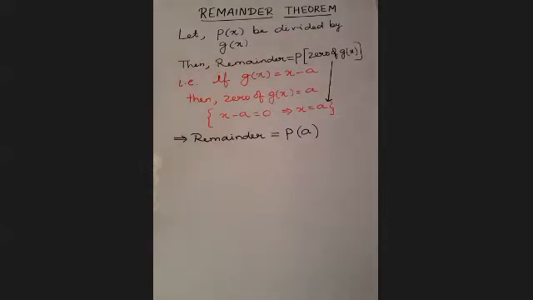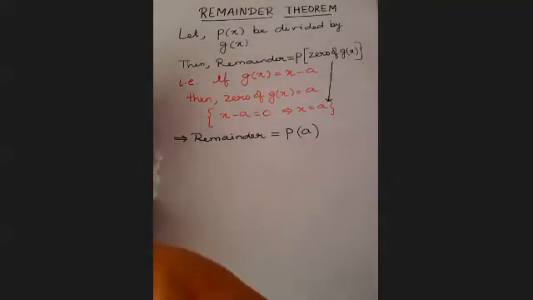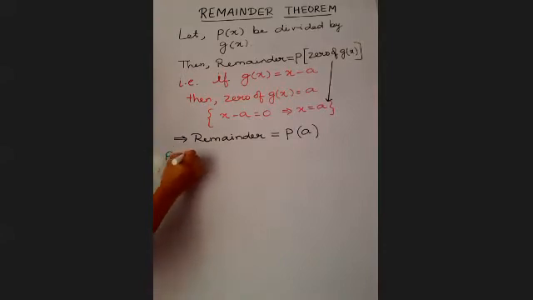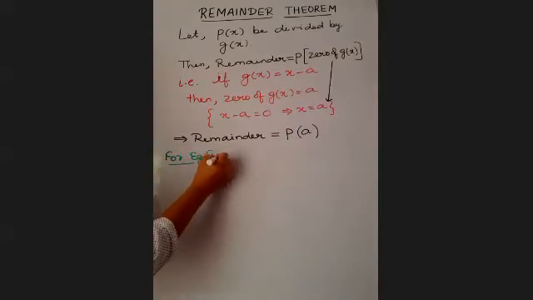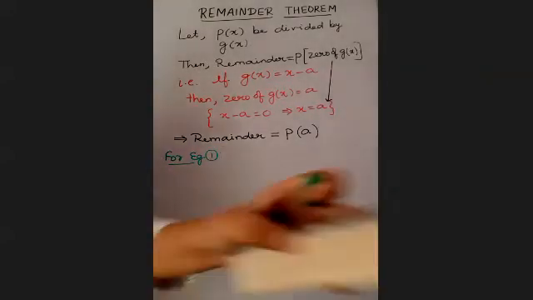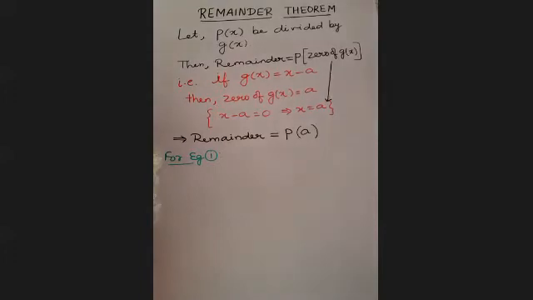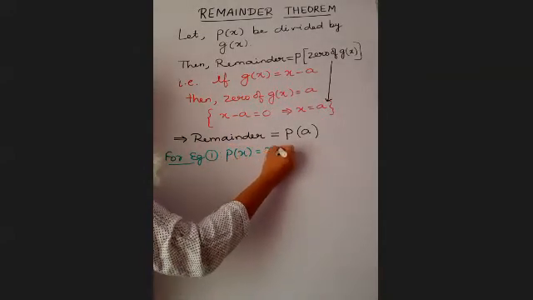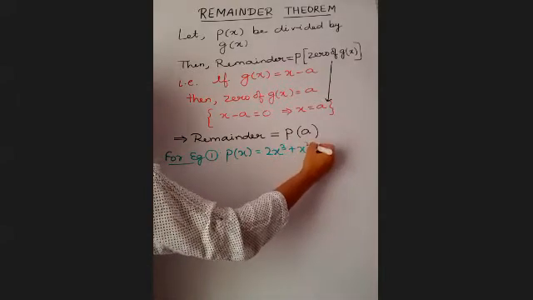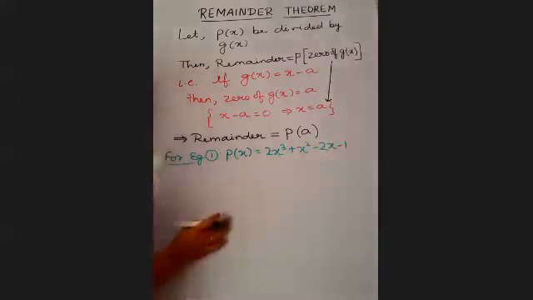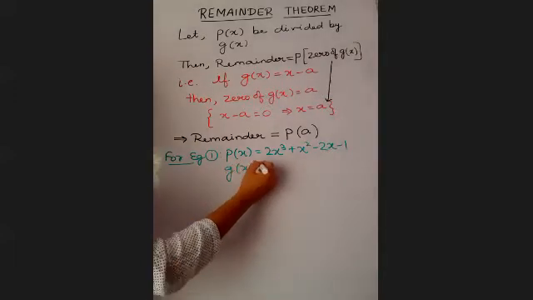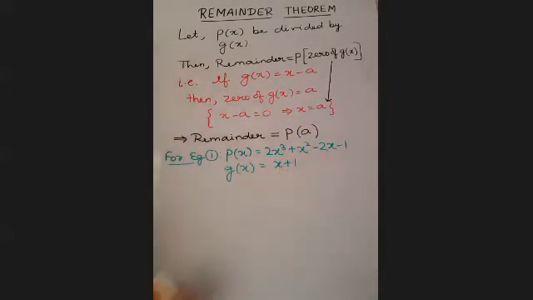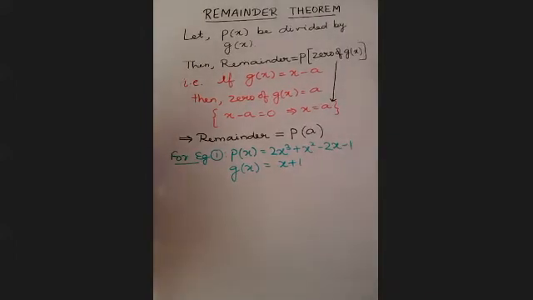Now again, I am giving you one example to make you understand how it works. Let me give you a p(x) and a g(x), and let's see, children, what we are going to get. For example, let p(x) is equal to 2x cubed plus x squared minus 2x minus 1, and g(x) is equal to x plus 1. Then using the remainder theorem, let us see what the remainder is.